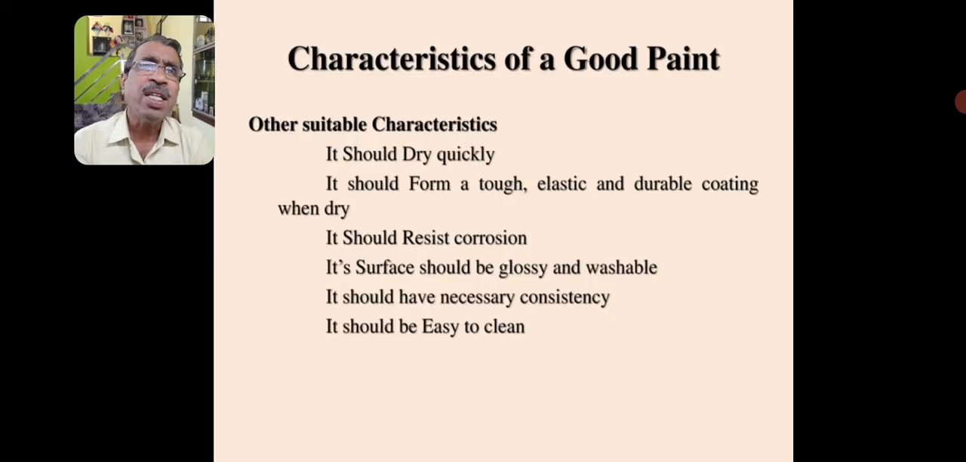What are the characteristics of a good paint? A good paint should dry quickly. It should form a tough, elastic, and durable coating. When dry, it should resist corrosion. Its surface should be glossy and washable. It should have the necessary consistency and it should be easy to clean.